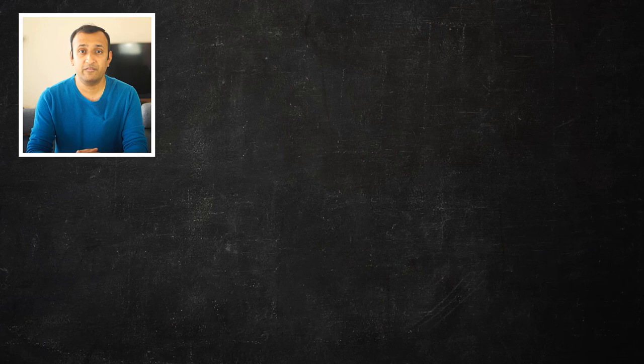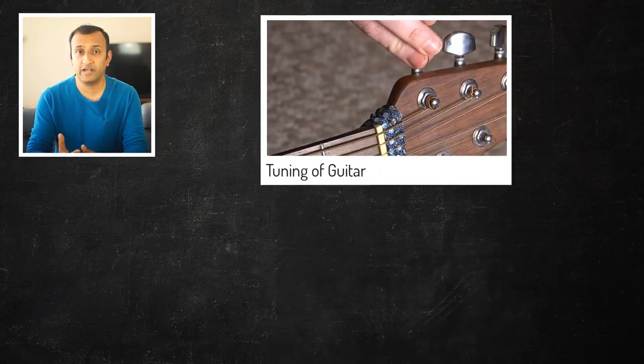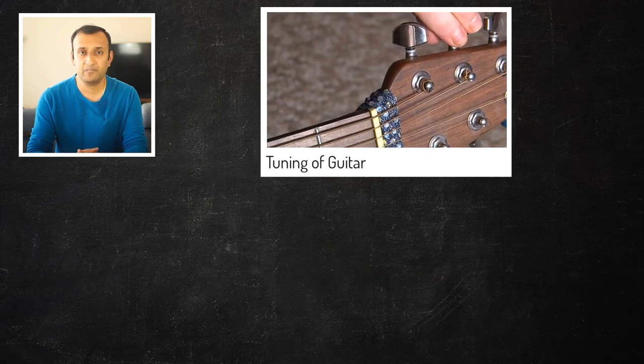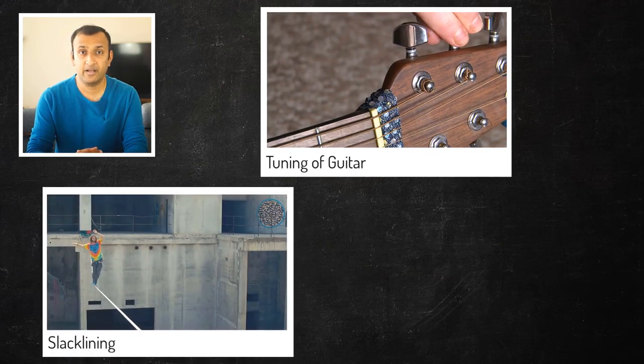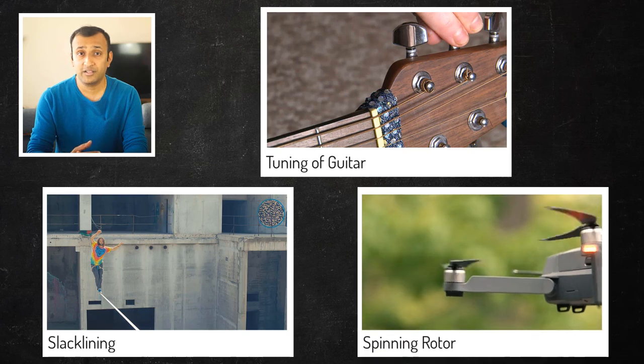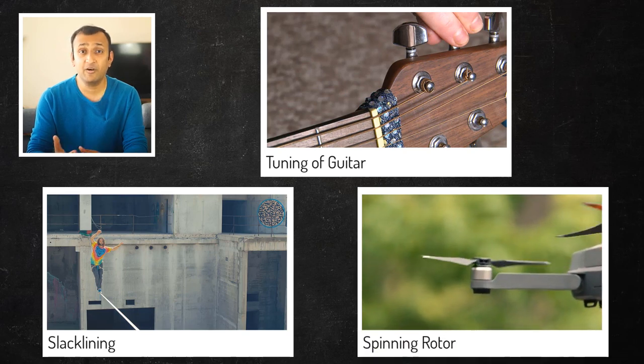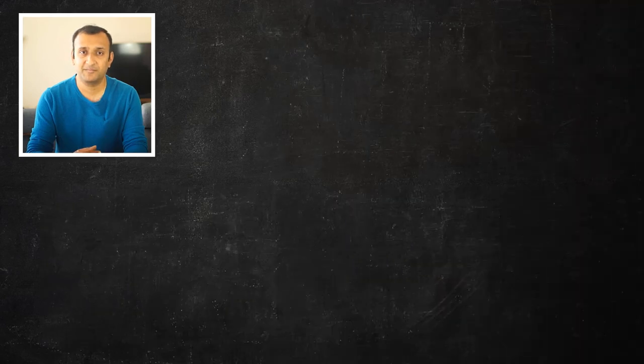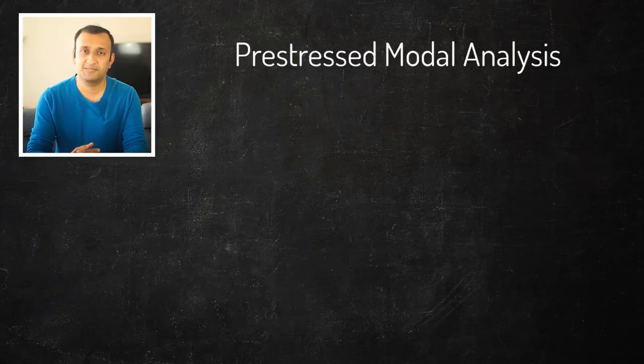A few examples where we can see the pre-stress affecting the mode frequencies are in the tuning of a guitar string, where the tension in the string is adjusted to change its frequency, in slacklining, where the rope is stretched and the tension in it prevents it from wobbling while walking on it, and a rotor that is spinning very fast as it deforms under the centrifugal forces and is therefore in a stress state. Performing a modal analysis on such pre-stressed structures is called pre-stressed modal analysis.